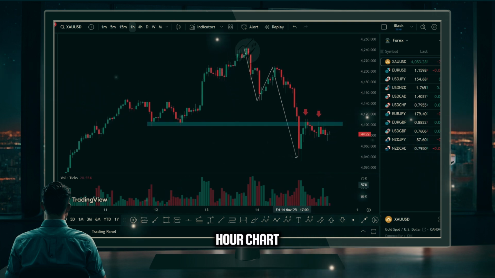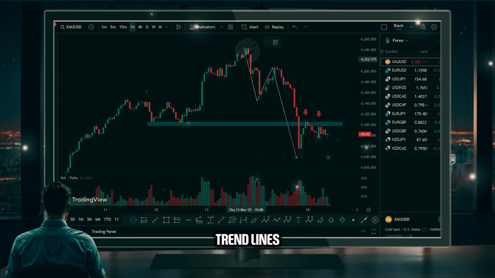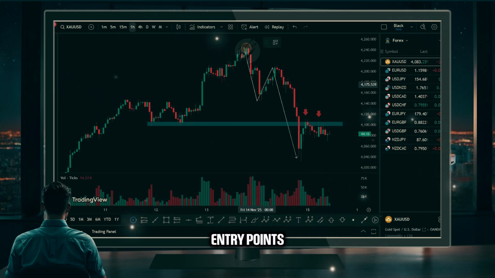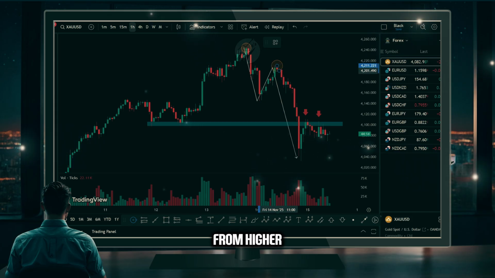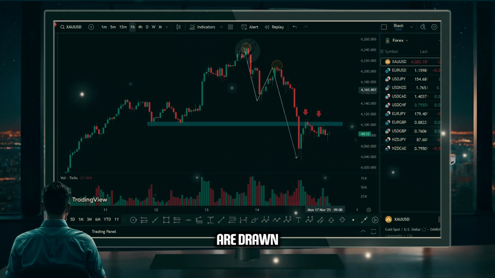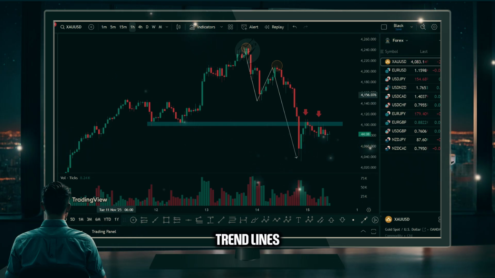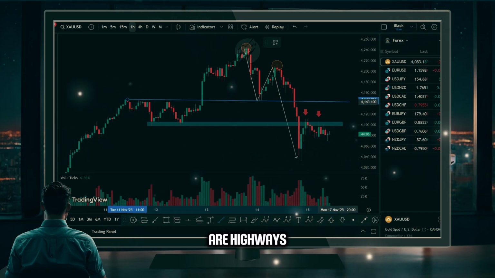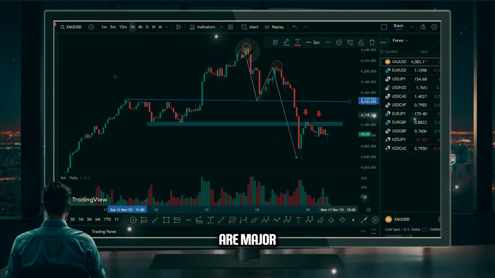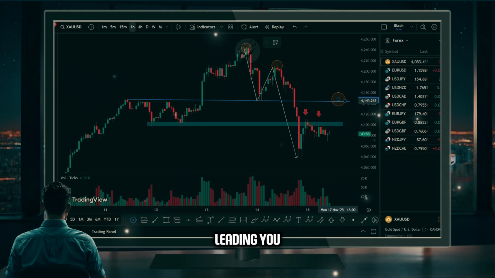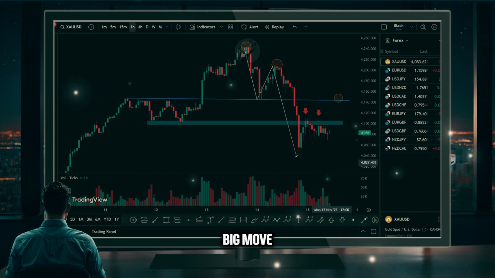The 1-hour chart is where the structure of minor trend lines becomes clearest, enough for you to find precise entry points. When all trend lines from higher to lower timeframes are drawn, I look at the chart like looking at a network. The main trend lines from the monthly chart are highways. The weekly trend lines are major roads. The daily, 4-hour, and 1-hour trend lines are the smaller lanes leading you exactly where you need to stand when the market is about to make a big move.